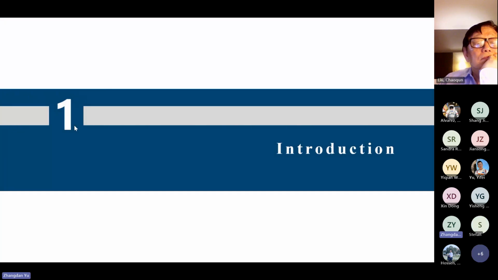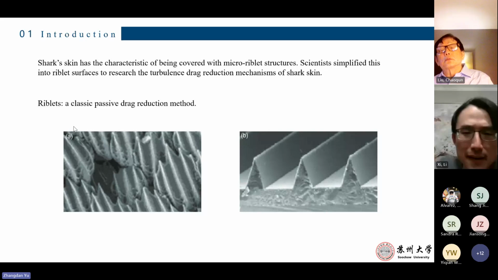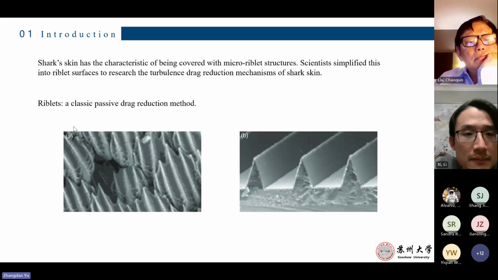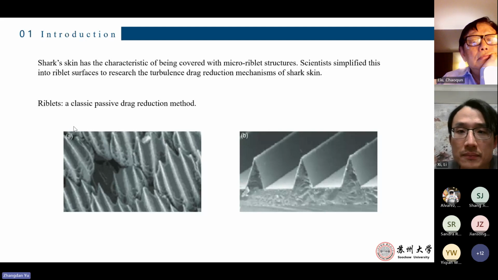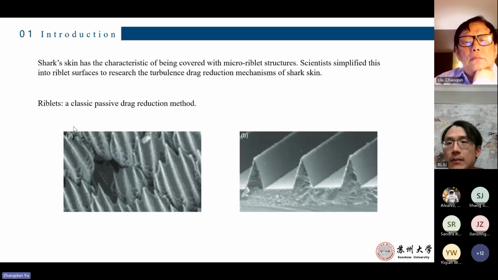The first part is introduction. As shown in figure A, the shark skin is not smooth but covered with regularly arranged micro riblet structures. Researchers have found that these micro riblets along the flow direction can effectively reduce surface friction drag. Scientists simplified the characteristics of shark skin as riblet surface and studied various cross-sectional shapes of riblet structures. Riblets are considered one of the most famous passive turbulence drag reduction methods.